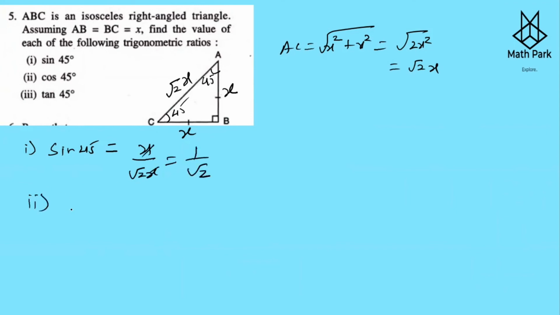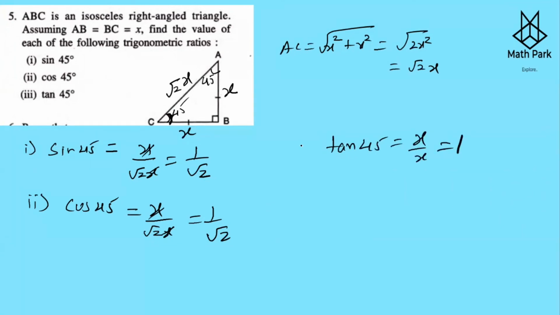Same way, we can take cos 45. Cos 45 is again adjacent upon hypotenuse. So if I take this C as 45 degrees, this is again x upon root 2 x. x and x got cancelled. We got this as 1 upon root 2. Now, tan 45 is opposite upon adjacent. So tan 45 is x upon x, which is equal to 1. So thus we have done with question number 5. Moving to question number 6.